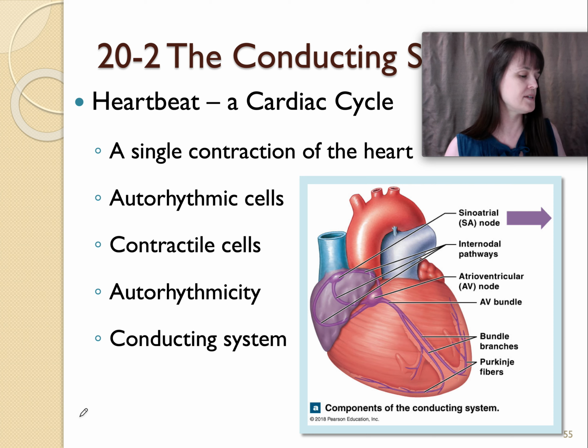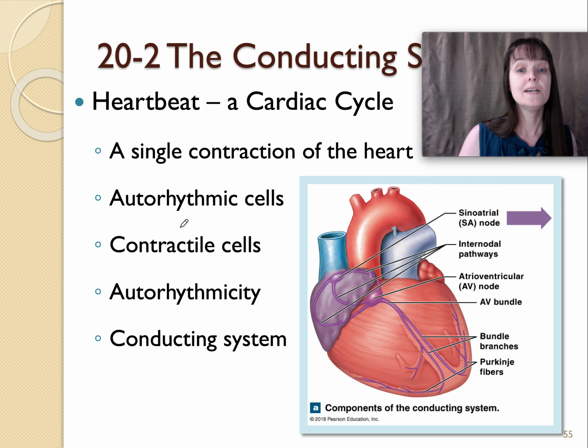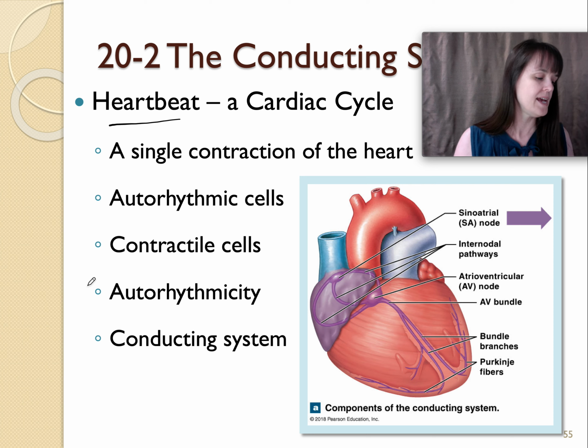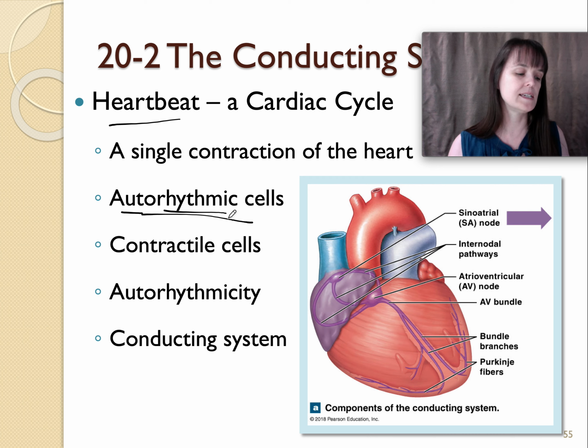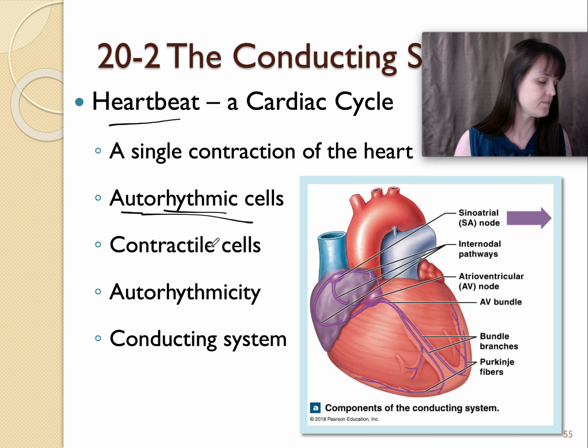Section 22, the conducting system. All right, so a heartbeat is a cardiac cycle, and it's the atria contract and then the ventricles contract. Autorhythmic cells: auto means self, rhythm is rhythm, and it's that the pacemaker and conducting cells make the heartbeat, so they make their own rhythm.